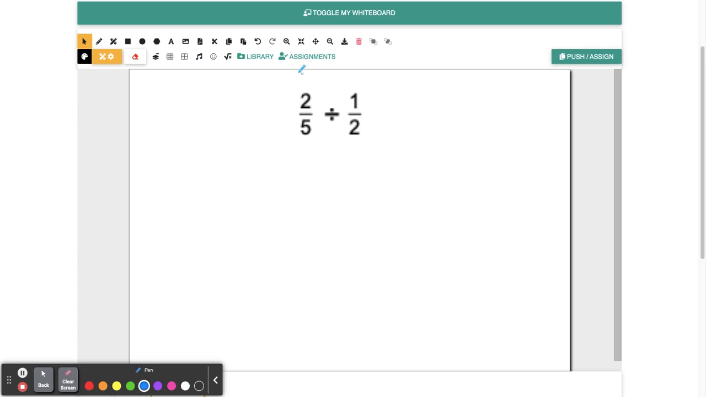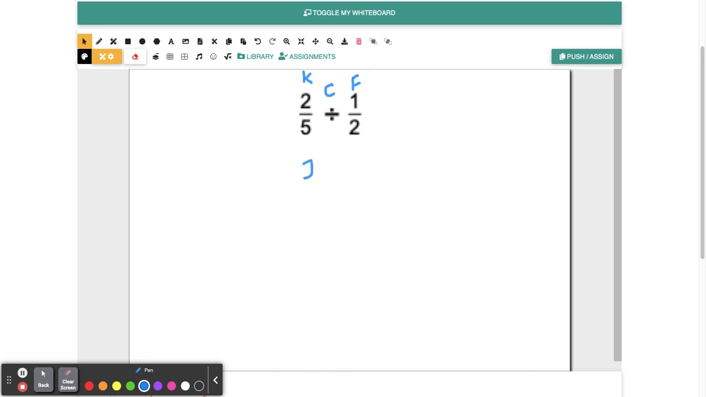When it comes to dividing fractions, all we have to do is tell ourselves we have to keep the first fraction, change the second one, and flip this one. KCF: keep, change, flip. So what does that mean?